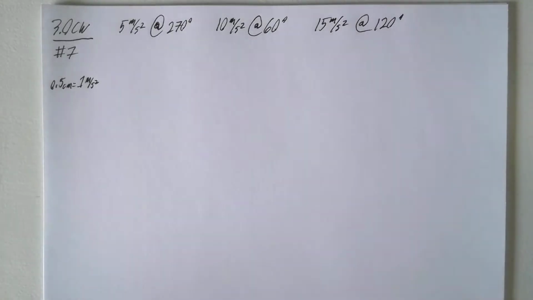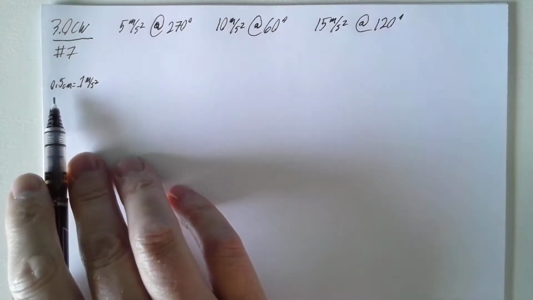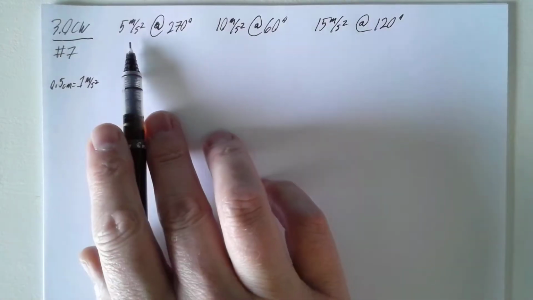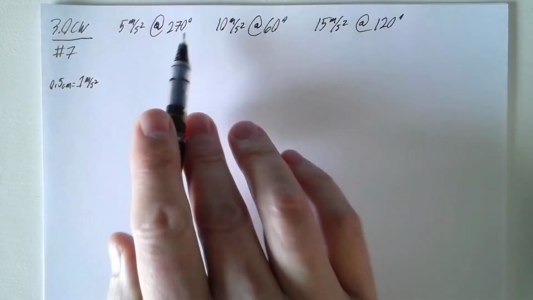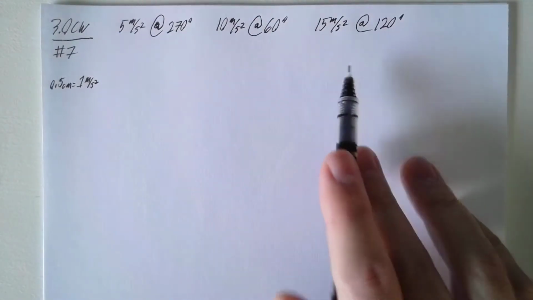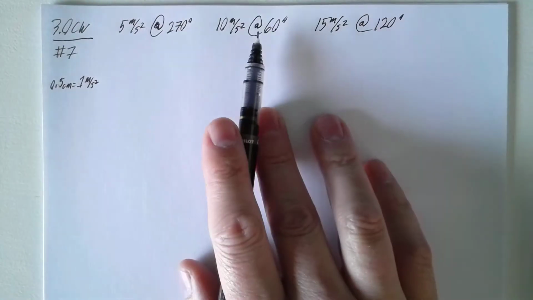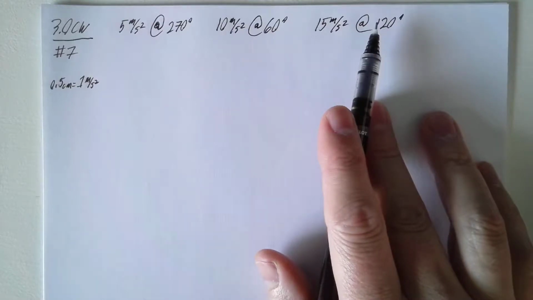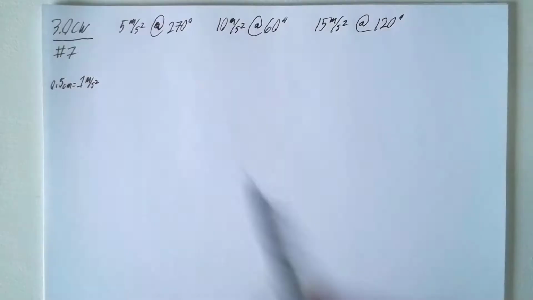Alright, we're going to do 3.0 number 7. Our scale here is 0.5 centimeters for 1 meter per second squared. So acceleration is a vector quantity, so that means we have a magnitude and a direction. And we're going to do these graphically. So graphically, we're going to draw our first one, and then we're going to tip to tail add each one after the other. So 5 meters per second squared at 270.